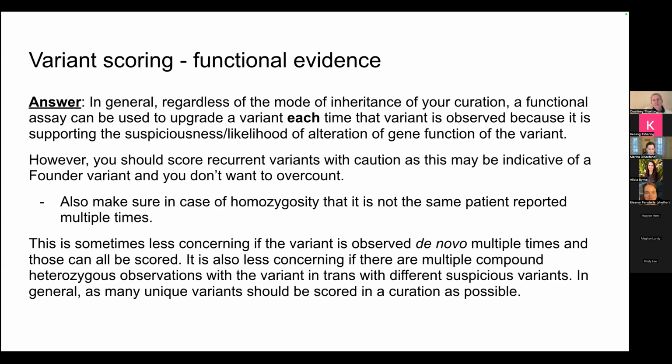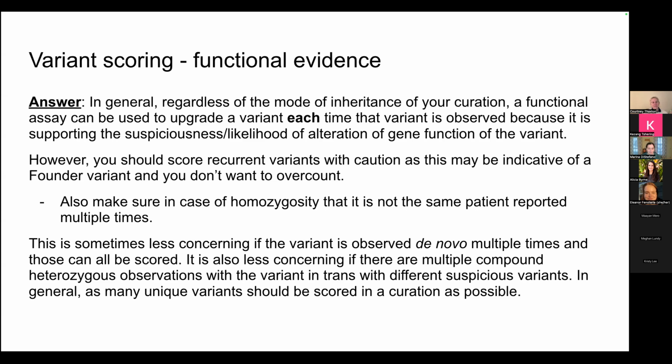because it is evidence towards the variant's suspiciousness. However, you really should exercise caution when scoring recurrent variants because these may be indicative of another issue. It might be indicative of a founder variant in that case, especially if you're seeing the same variant over and over again, and you don't want to overcount that. At a certain point, GCEPs will often discuss and cap how much they would score a particular founder variant, particularly if it's in a certain population over and over again.